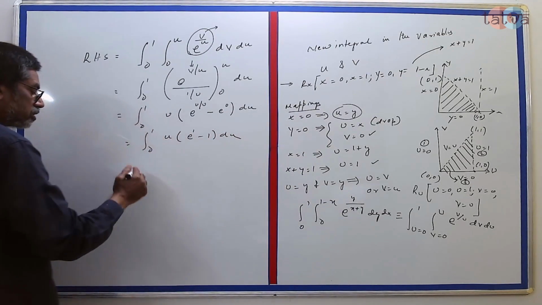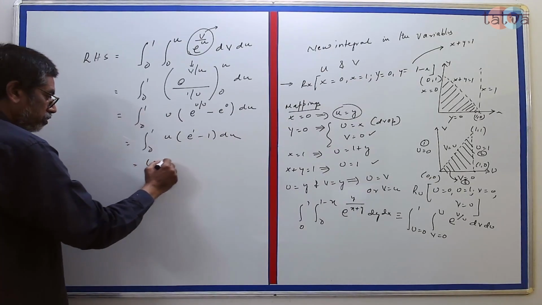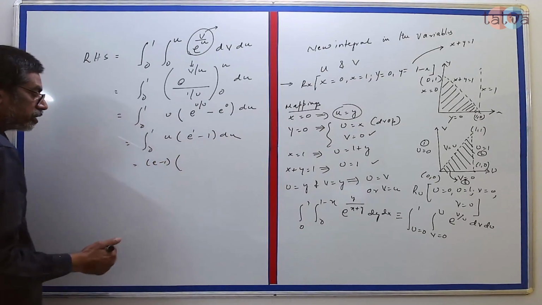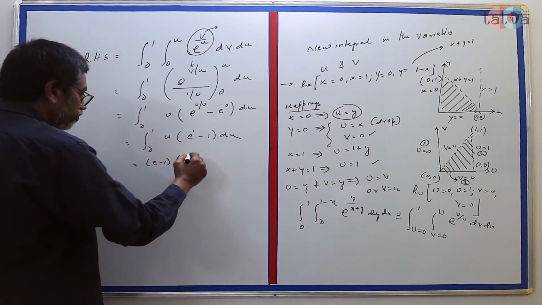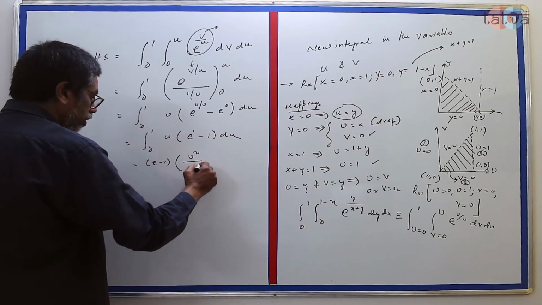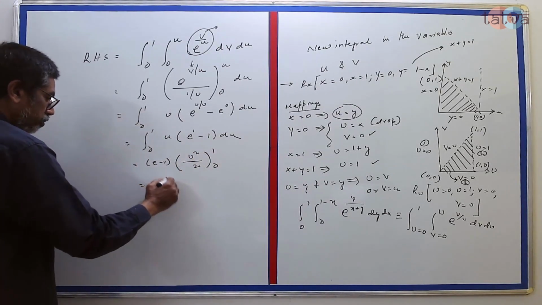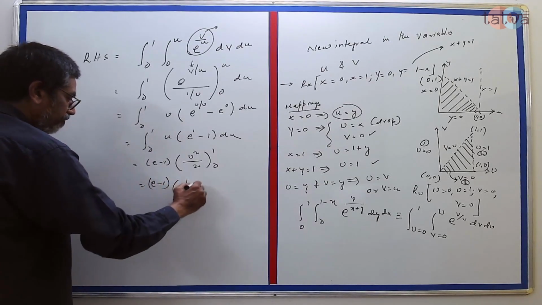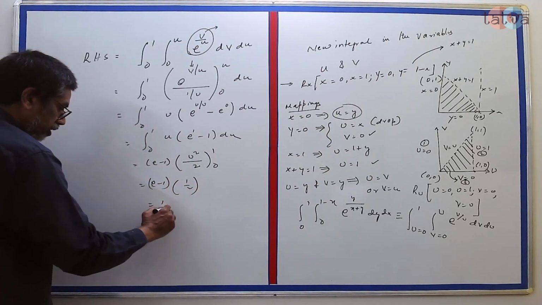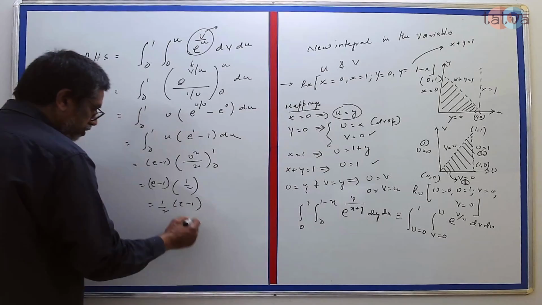You can extract this outside so that it does not hinder the process. The integration of u would be u square upon 2, 0 to 1. So this would be e minus 1 into half. So that gives the output half times e minus 1.